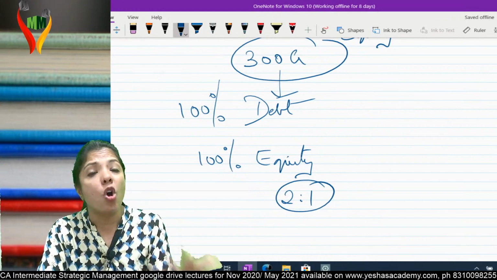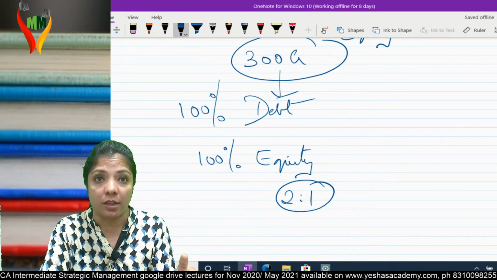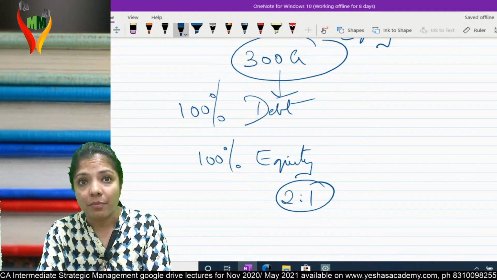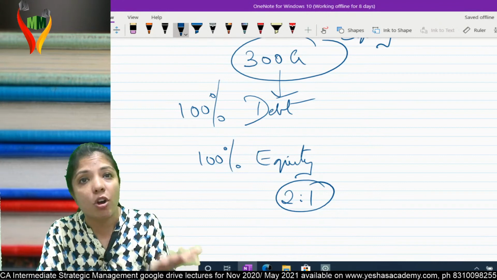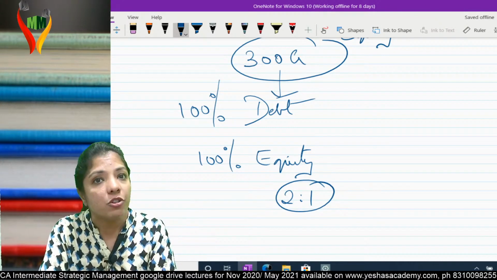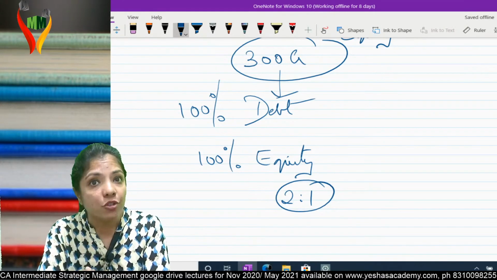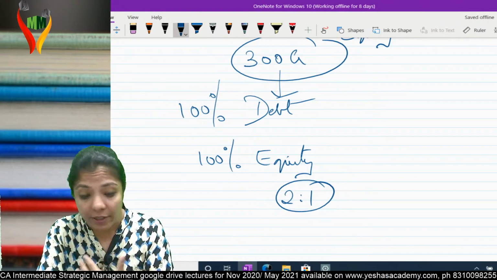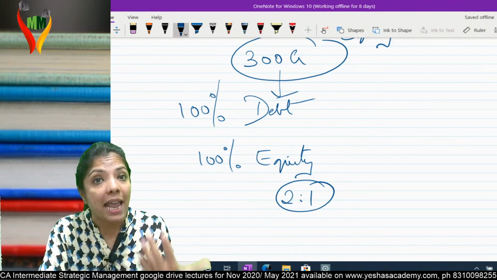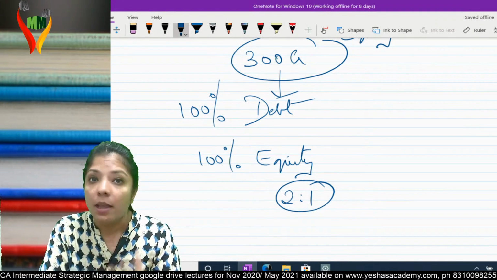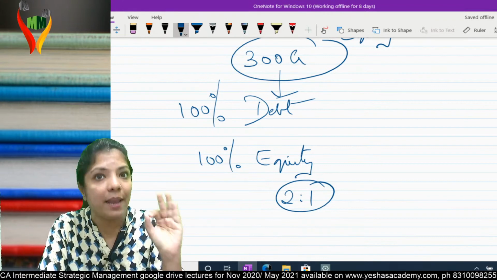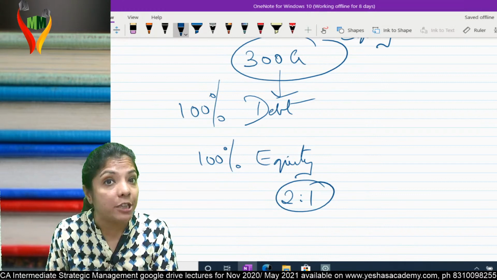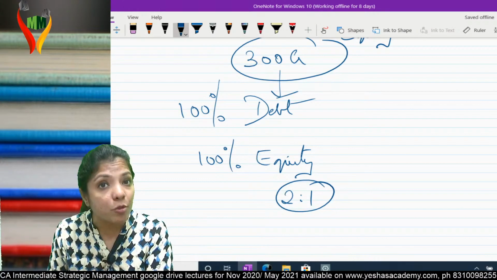Somebody is asking, this is an FM question: how is cost of debt less than cost of equity? In case of cost of debt, you have to just pay interest. But in case of equity, you have to pay dividend, and dividend keeps on changing. If you earn high profits, you have to pay high dividend, but the interest factor will remain same. Am I clear? This is basically a financial management concept and not an SM concept.